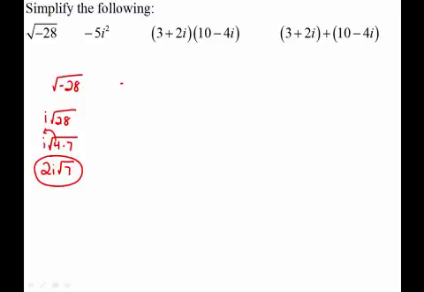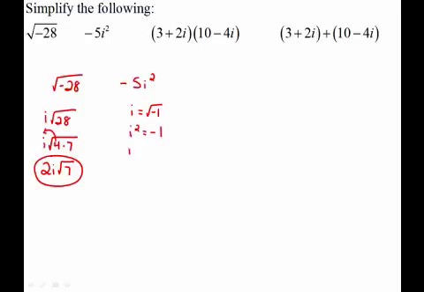The second problem, -5i squared, deals with the property of i, and remember, i is the square root of -1. So i squared, well, what happens when you square a square root? Those values cancel, and we're just left with -1.